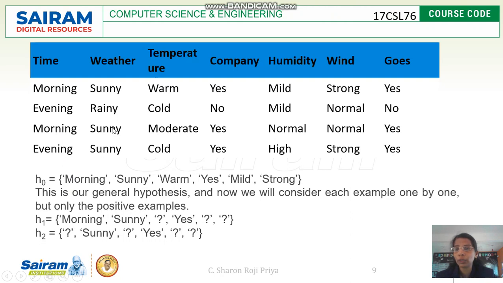Next attribute in your instance is sunny. In the hypothesis also it is sunny. Compare both, sunny, sunny. So it should be sunny. Next, here it is moderate. Here it is warm.